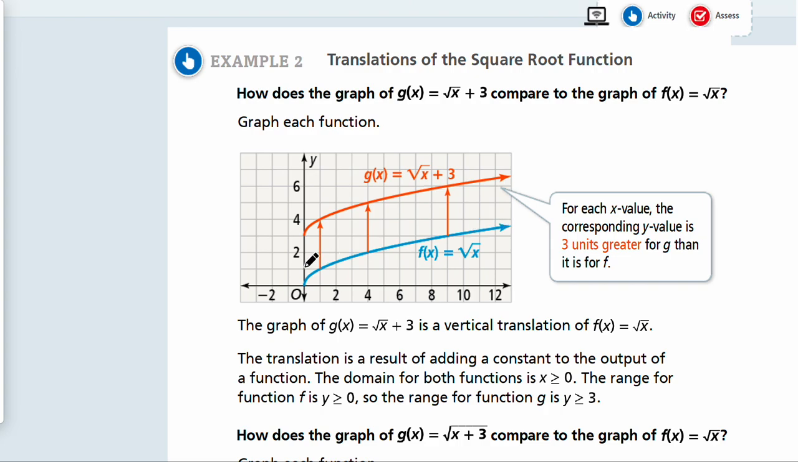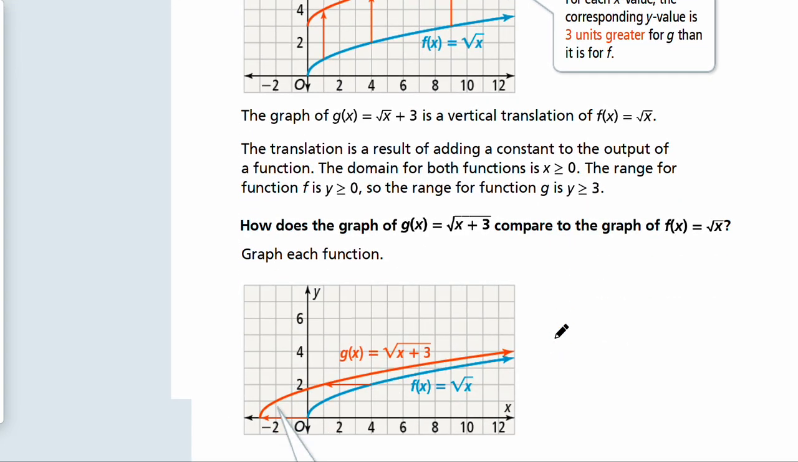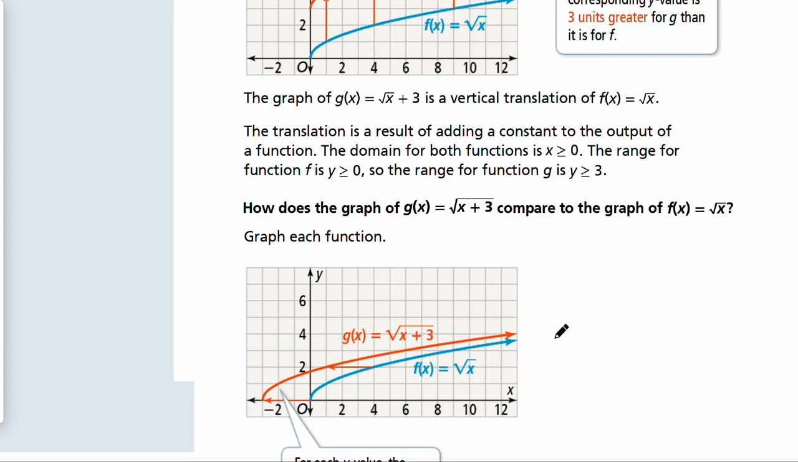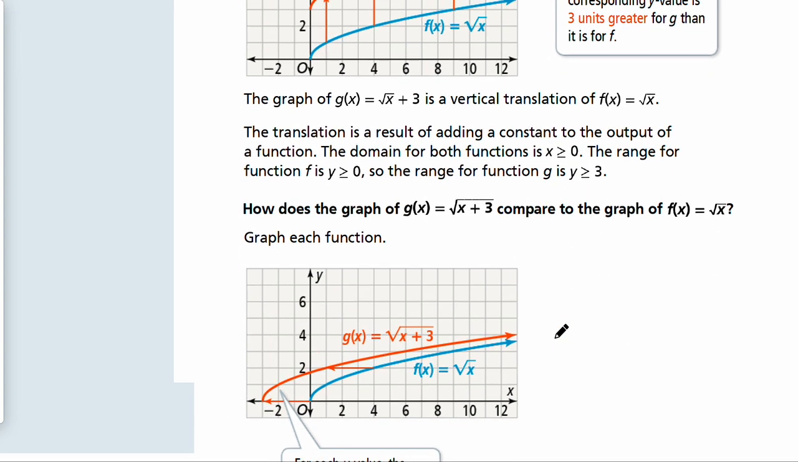So for each x value, the corresponding y value is 3 units greater for g than it is for f. So then the translation vertically would be 3 units up, right? What about root of x plus 3 compared to the parent function root x? If we just look at it vertically, it looks uneven. Maybe it's not the same function.